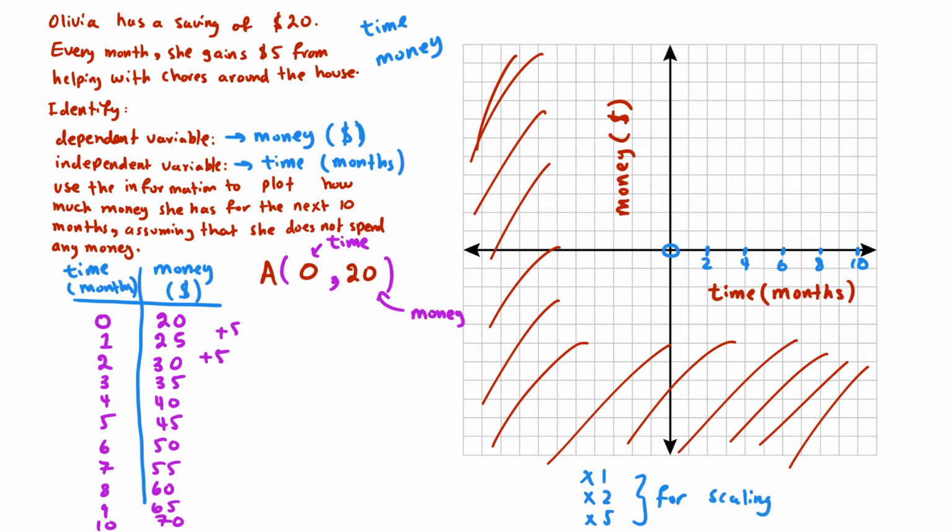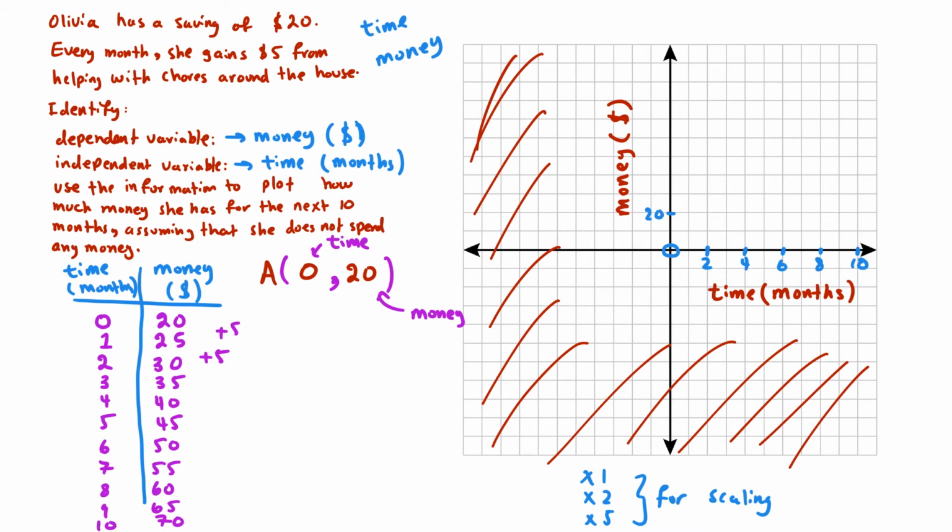In terms of money, we can see that we start off with $20 and we go up to 70. Looking at our graph, we have 1, 2, 3, 4, 5, 6, 7, 8, 9, 10, so we have a total of 10. So we can go up to 100 starting with 0: 0, 10, 20, 30, 40, 50, 60, 70, 80, 90, and 100. That works really well because we're using most of our graph by using that scale. And we're using a scale which is a multiplication of 1, 2, and 5. 2 times 5 gives us 10, and that could be our scaling over here.